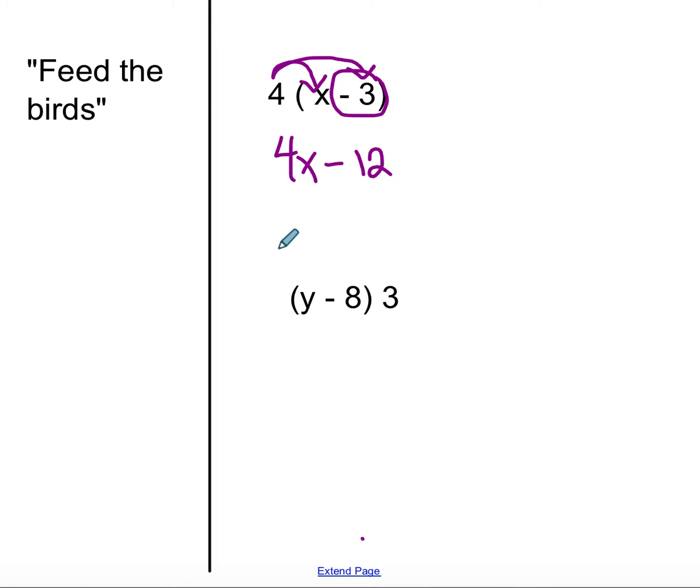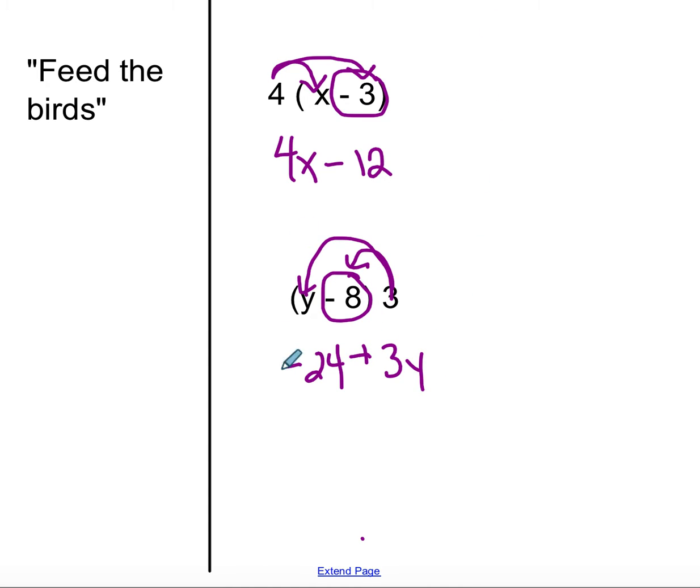Remember, the mama bird can be on either side. So it doesn't matter which order I go. If I don't like it here, I can move it here. But now, since this is a positive y and this is a -8, I can go in any order. 3 times a -8 is a -24. 3 times y is a positive 3y.